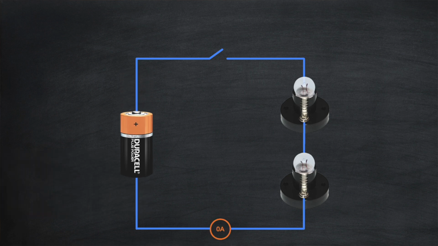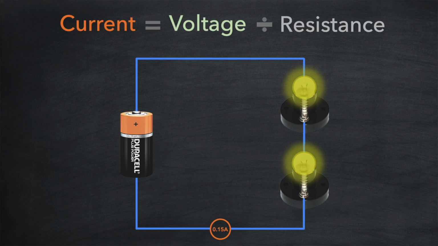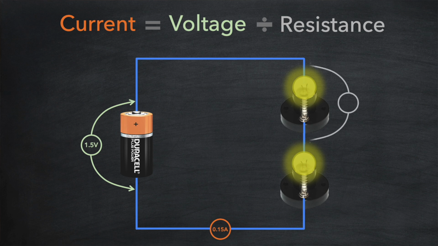What do we think the current will be when we switch the circuit back on? As it happens, the current looks to be half what it was before. Let's calculate that using our handy formula once more. We have a voltage of 1.5 volts and a total resistance of 10 ohms. This gives us a current of 1.5 divided by 10, which is 0.15 amps.